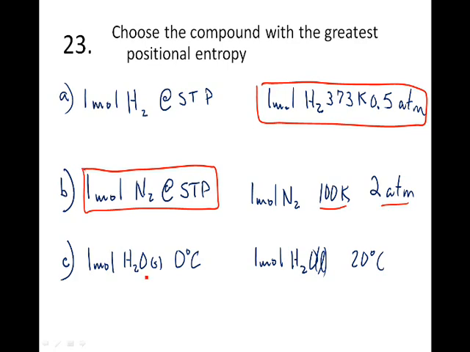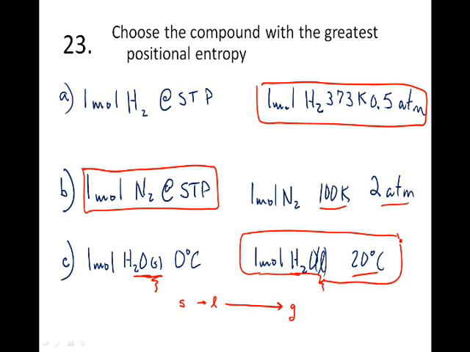In C, we're looking at 1 mole of water as a solid and 1 mole of water as a liquid at a higher temperature. Well, remember that as you change from solid to liquid to gas, we increase the entropy. Liquid to gas is a greater change in entropy than solid to liquid. So the material that's in the liquid state will have a higher entropy. Also, it has a higher temperature, which means it has a little bit higher entropy.